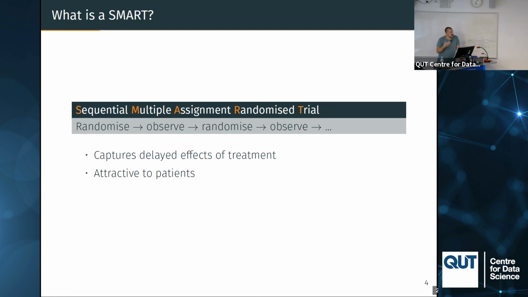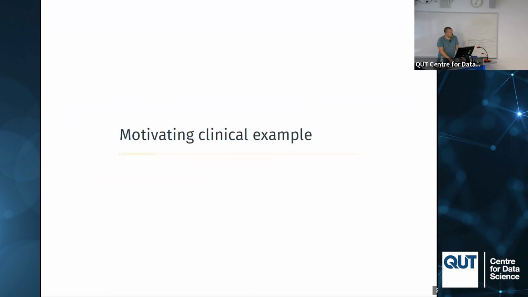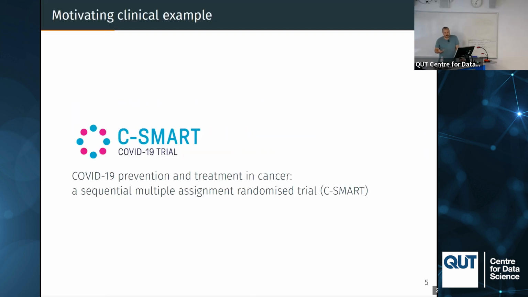It can be attractive to patients. Where they're randomised to a treatment and that treatment fails, these SMARTs often then re-randomise them to an experimental treatment, so patients want to stay on the trial. And they're the best way we know of to collect data to evaluate what's known as a dynamic treatment regimen, which I'll come to in good time. The motivating clinical example was a SMART design that cancer researchers at Peter Mac were interested in developing at the start of the COVID pandemic.